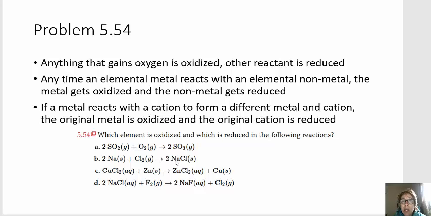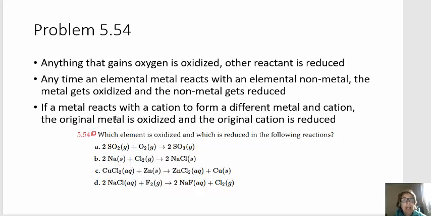So sodium gets oxidized, its charge becomes positive, and chloride becomes negative. Its charge becomes more negative. Or you can just look at this right here. Anytime a metal reacts with a nonmetal, the metal gets oxidized and the nonmetal gets reduced. Now, the more complicated one is this one.